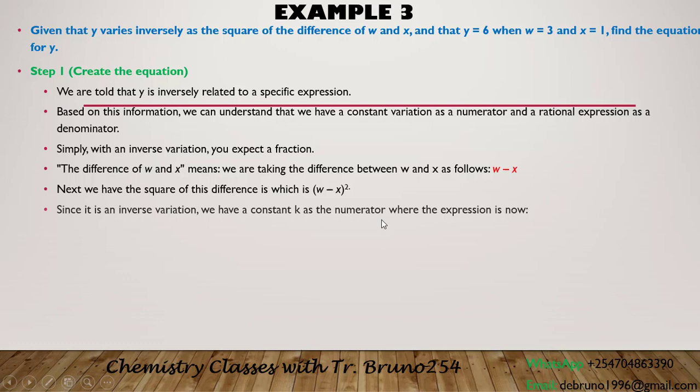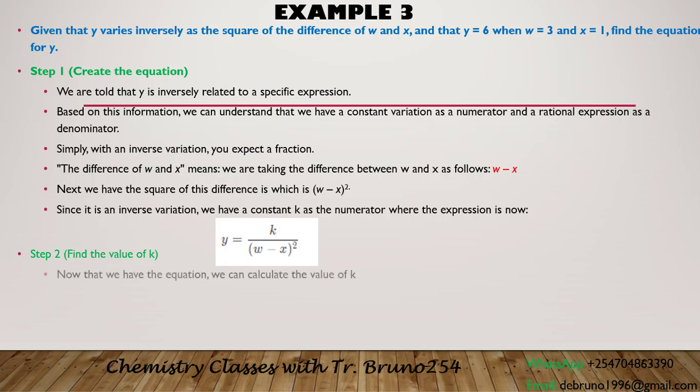Then after that, since we are told it's an inverse variation, we just write the equation as y equals k, being the numerator, which is the constant, over w minus x squared. And with that, we have the equation. But wait, we need to calculate the value of k, which is the constant. How do we do that? We just need to replace the previous values of y, w, and x into the equation.